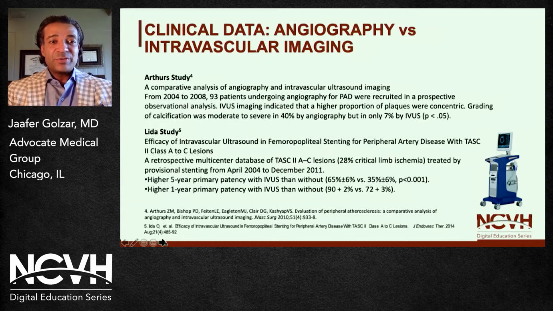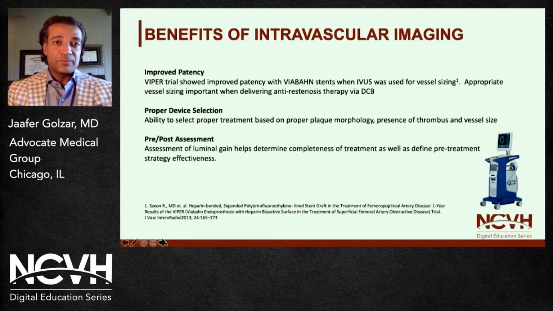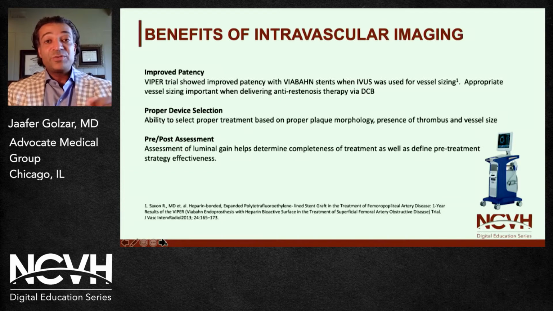The LEADER study evaluated intravascular ultrasound for femoral popliteal stenting, and it showed that you can actually improve primary patency at up to 5 years when using intravascular ultrasound versus angiography alone. Now, that also has been shown in the Viper study, which looked at Viabahn stent implantation, in which intravascular ultrasound was used for correct sizing, and they showed improved patency when Viabahn stents were implanted using intravascular ultrasound sizing versus not using IVUS sizing.